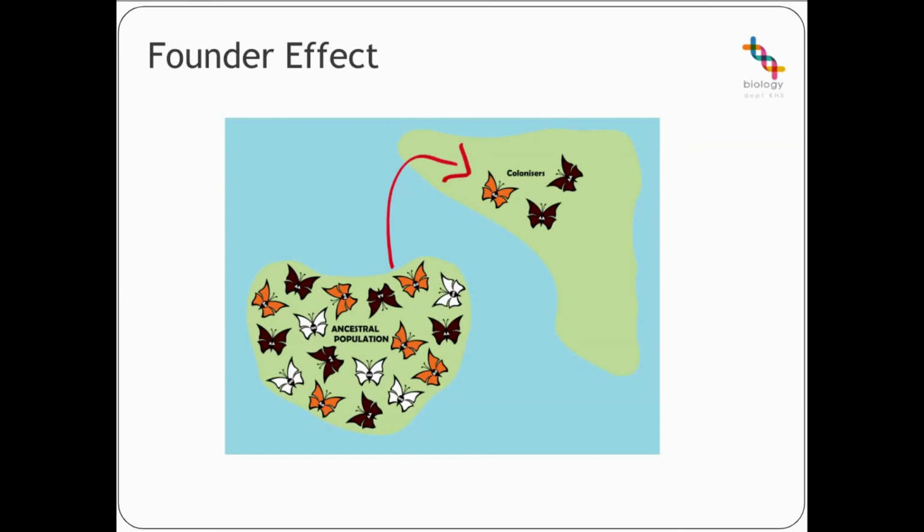However, through sheer chance, we no longer have any of the white butterflies, so consequently we've reduced the frequency of that particular allele in the colonizer population. So through sheer randomness this time. So that's what genetic drift is all about. It's about the randomness rather than them being selected either for or against.